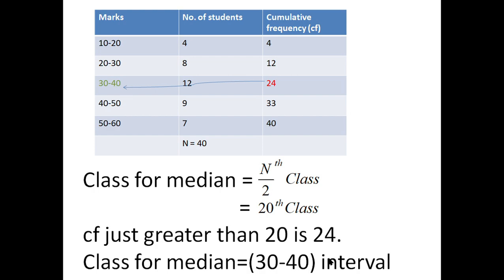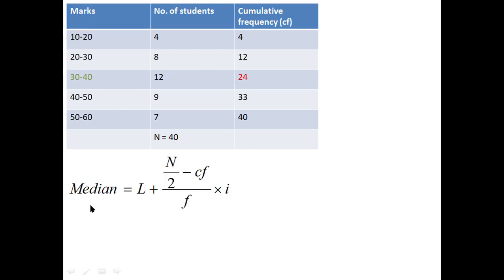Now after identifying the class for median, we will use the formula for finding the real or exact median, and that is given as median equal to L plus n by 2 minus CF divided by F into I. A student can make a mistake over here. This division is only for n by 2 minus CF, it is not for L plus. That means L is not included in the division, L is separately added. So n by 2 minus CF divided by F into I. And we have to check what the values of these are.